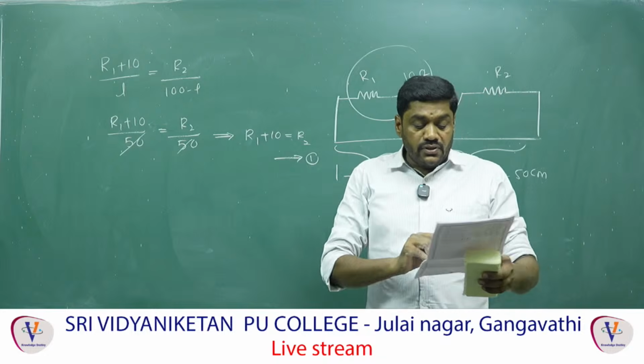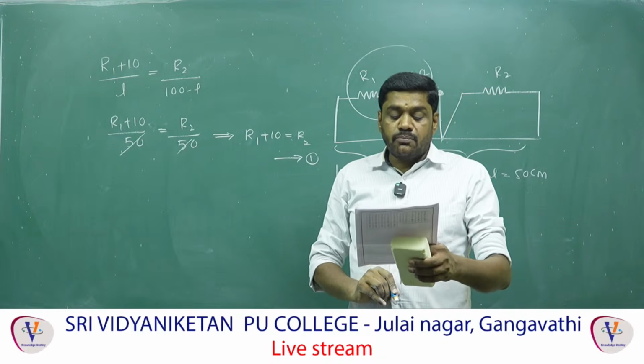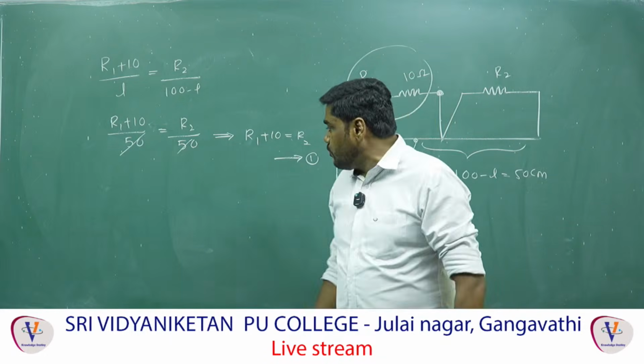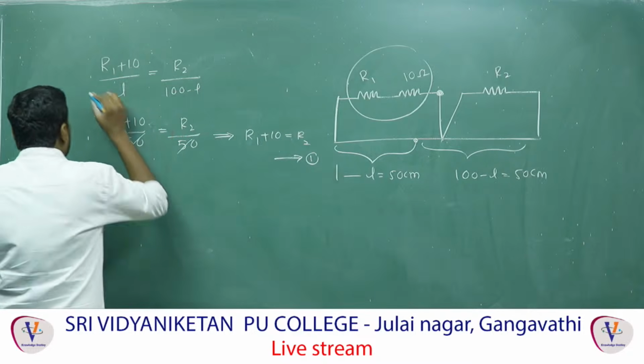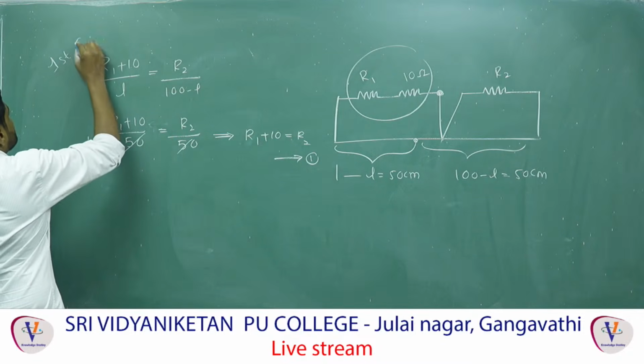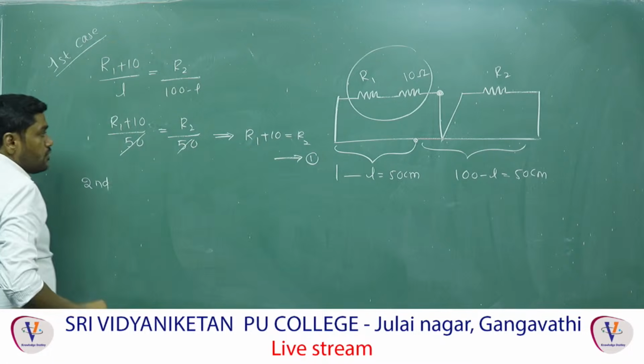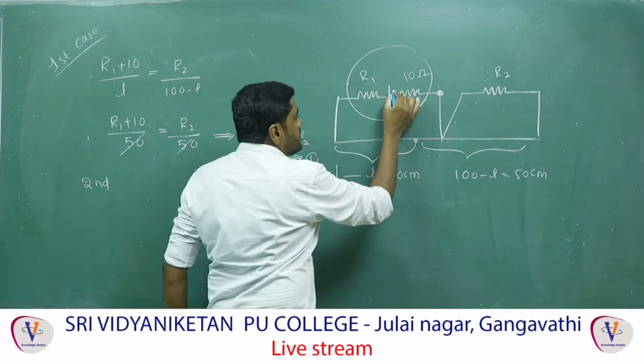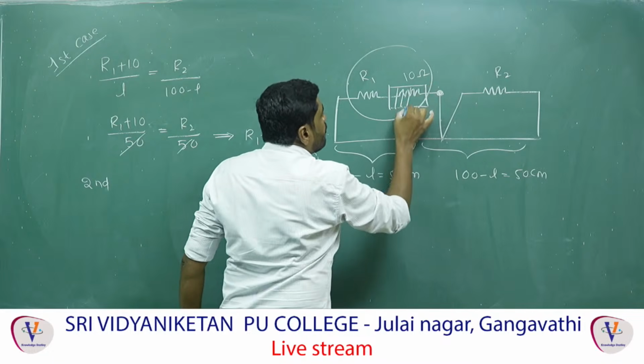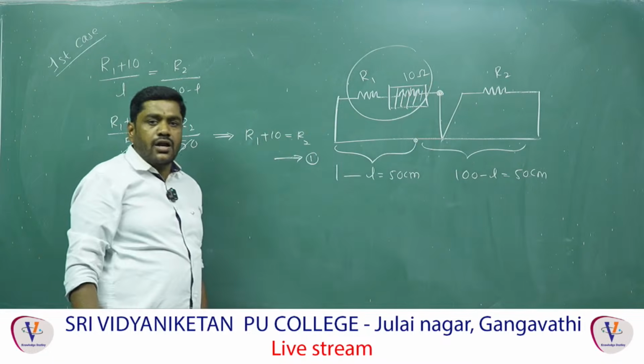Now when the 10 ohm resistance is removed, the balancing point is shifting to the 40 centimeter. Therefore, in the second case, what? This is the first case. So now the second case, what? The 10 ohm is removed. So when the 10 ohm is removed from the system, only R1, R2 are present.